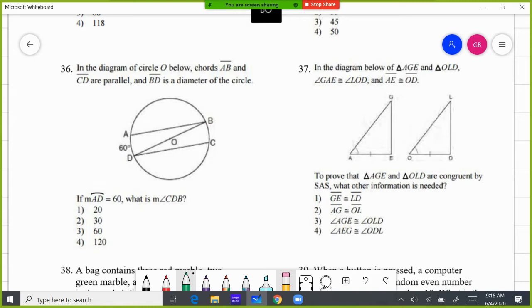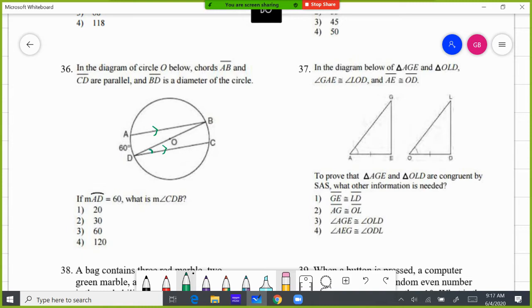36. In the diagram of the circle O below, chords AB and CD are parallel. Okay, so I have these arrows here. BD is the diameter of the circle. If AD is equal to 60, what is angle CDB? So we're looking for this angle right here.